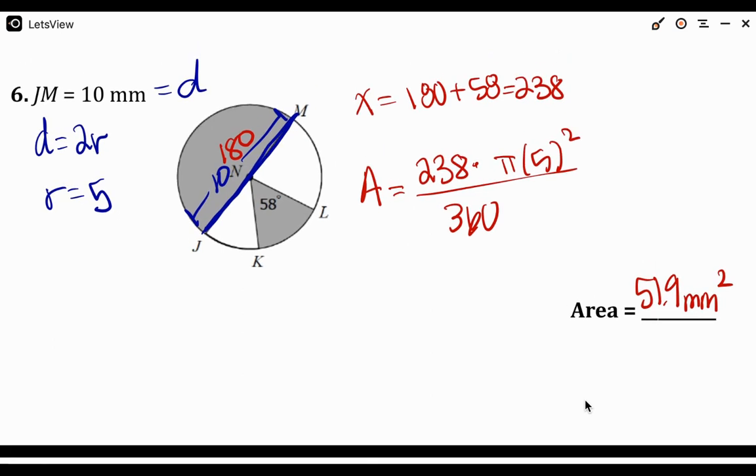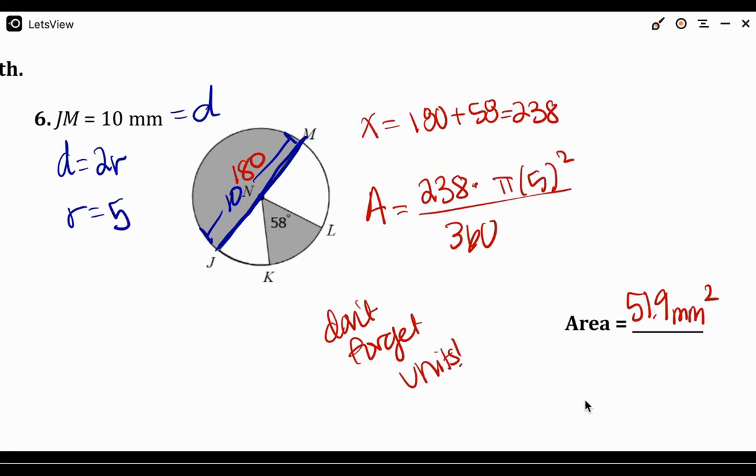Okay, make sure, again, you don't forget units. And that is the end of section 8.3.